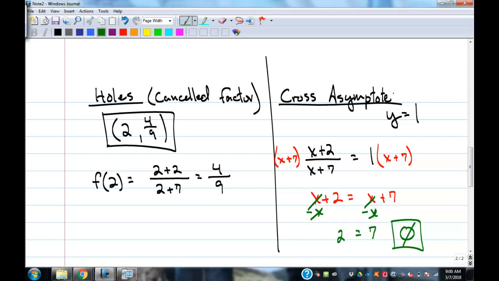So does it cross the asymptote? No. It does not cross it because we did not get an x value. If it did cross it, you would get x equals something. And that tells you where it crosses. Okay? If the x's cancel out, it doesn't cross it. That's what you get.